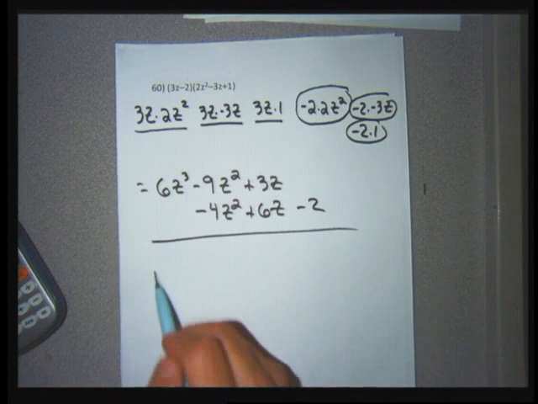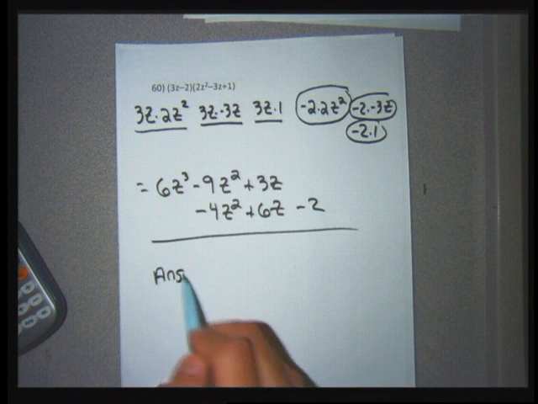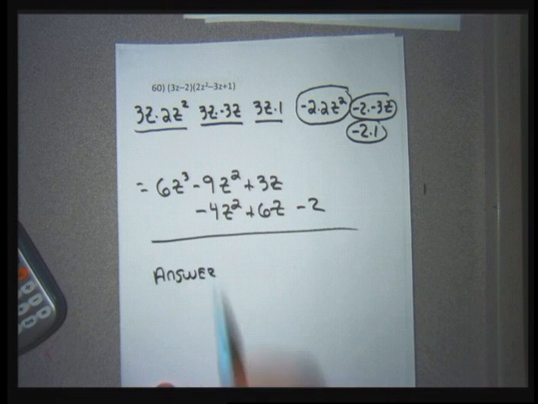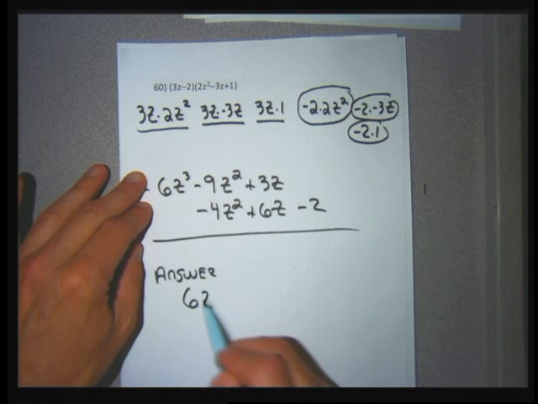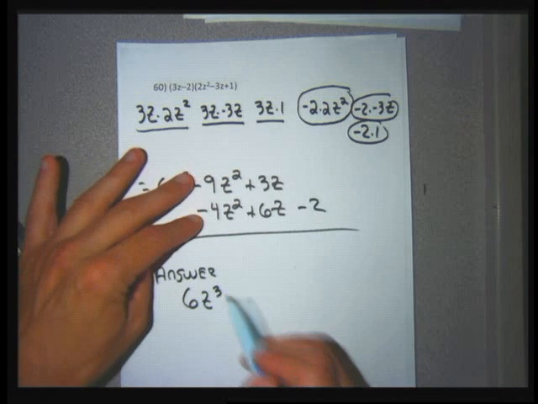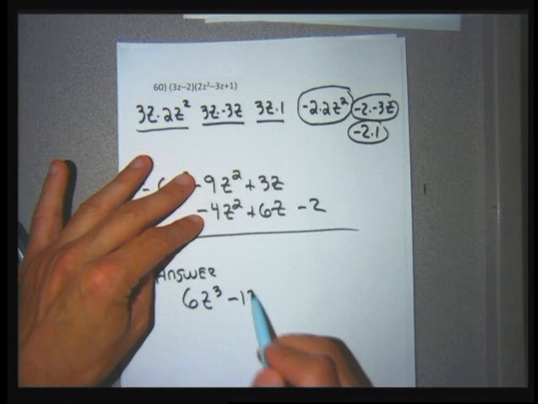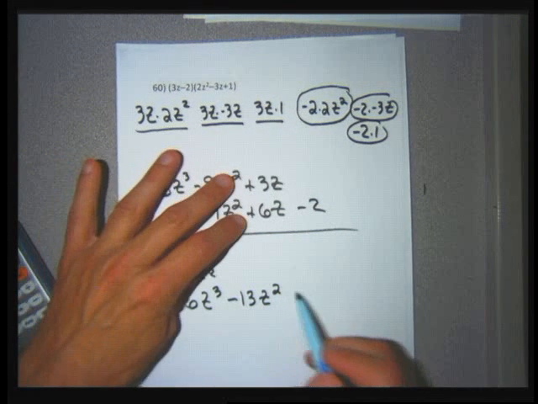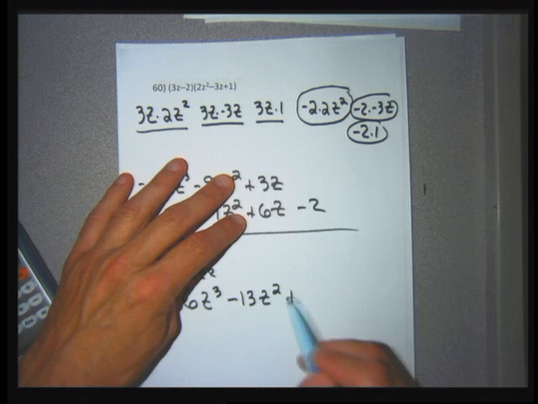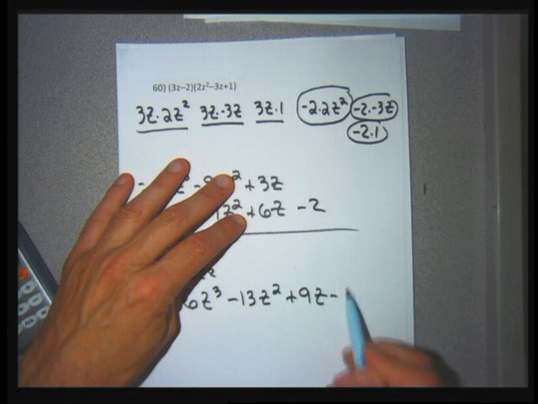Add them up. Signs are the same, you add. Signs are different, you subtract. Bring down the 6z cubed. For the z squareds, the signs are the same, so I add 9 and 4, keep them negative, and get a negative 13z squared. 3z plus 6z is 9z. Then I bring down the minus 2.